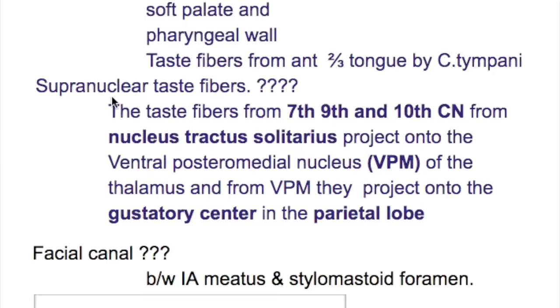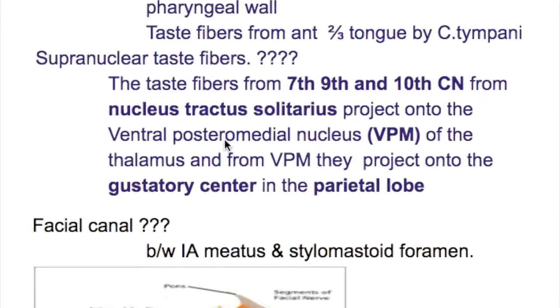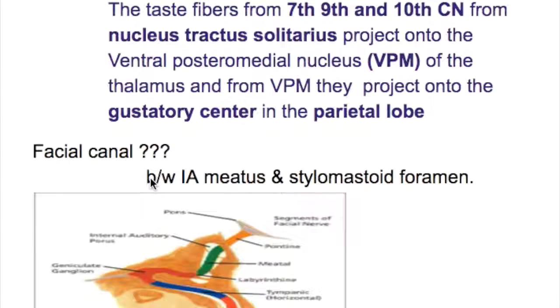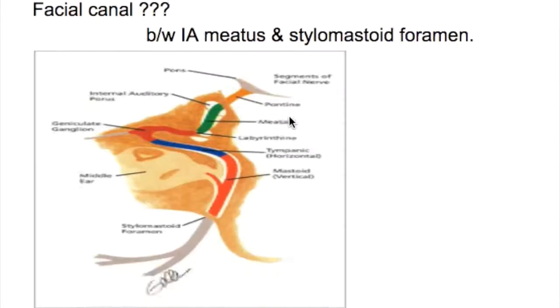So, what is the supranuclear course of the taste fibers? The taste fibers from the facial nerve, which supplies the anterior two-thirds, the glossopharyngeal nerve, which supplies the posterior one-third, and the vagus nerve, which supplies the taste buds in the epiglottis, reach the nucleus tractus solitarius. From the nucleus tractus solitarius the fibers project onto the ventral posteromedial nucleus of the thalamus, and from there they project onto the gustatory center in the parietal lobe.